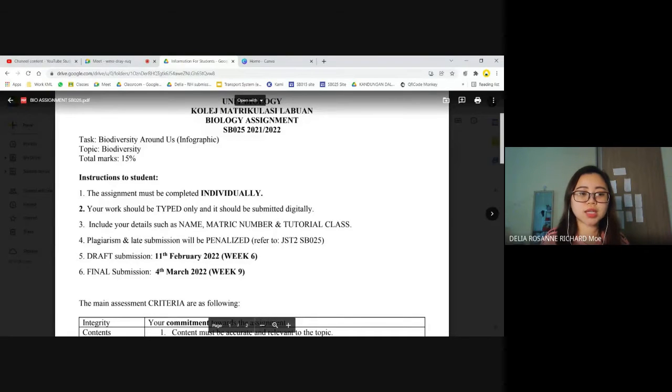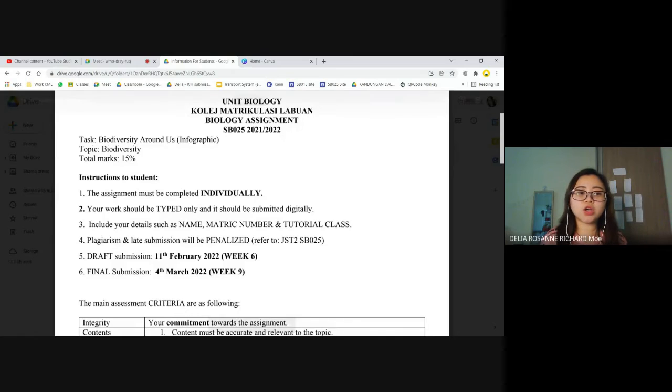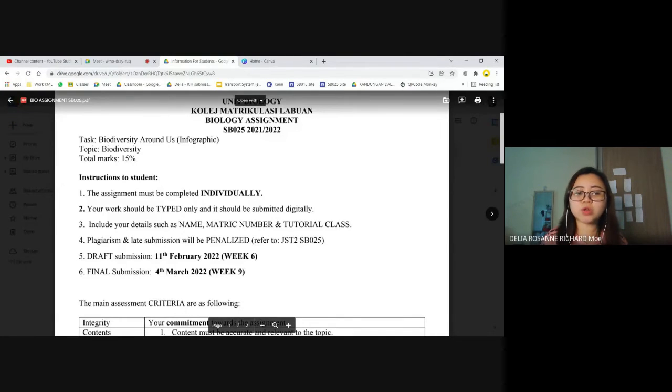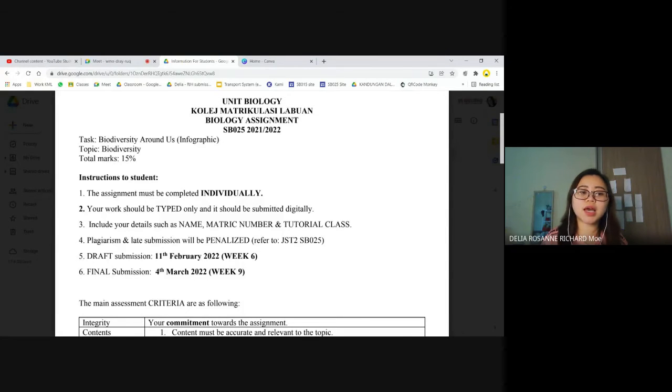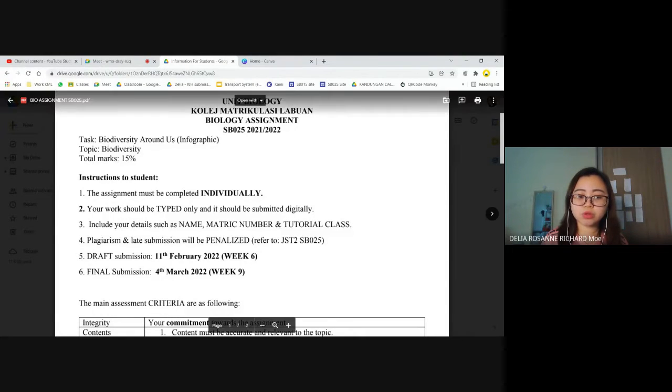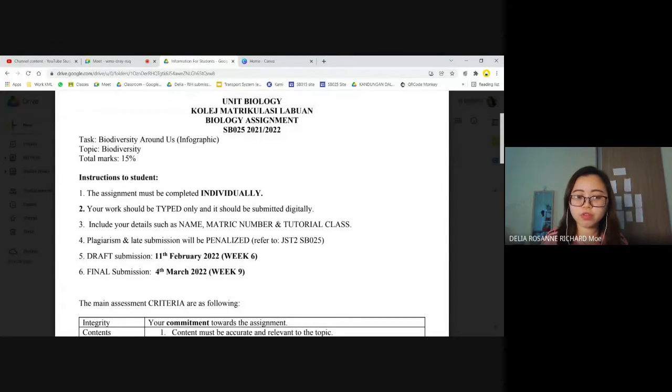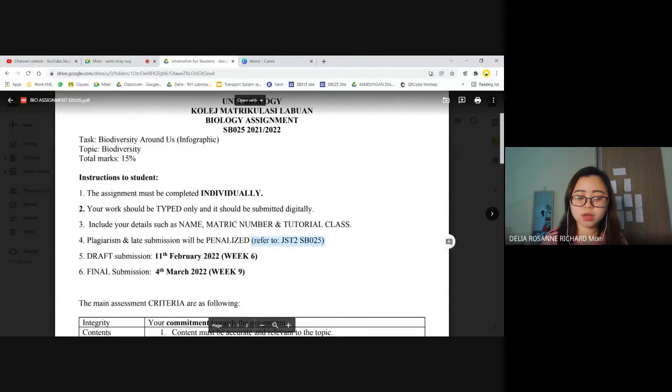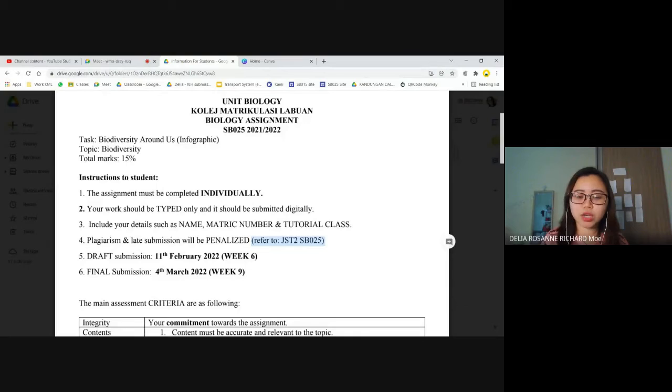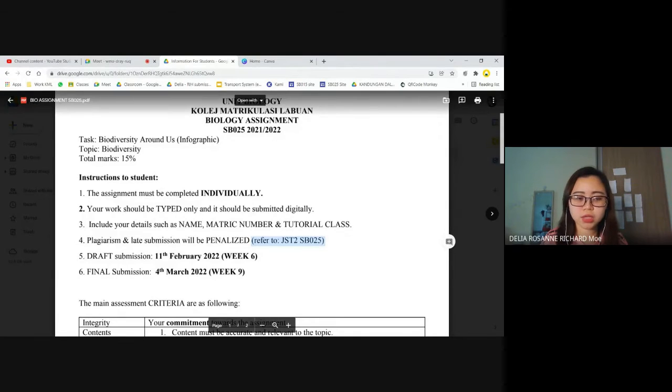Instructions to students. The assignment must be completed individually. Your work should be typed only and it should be submitted digitally. Please include your details such as your name, your matrix number, and your tutorial class. Plagiarism, meniru, and late submission will be penalized and this will refer under JST2 SP025. Ini adalah dokumen dia. Kalau janganlah ada yang sampai kena denda, so you don't need to care about this part because I don't want you to be denda.